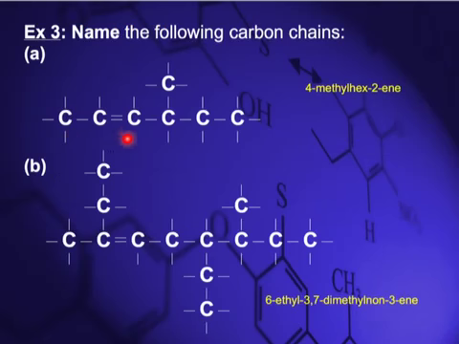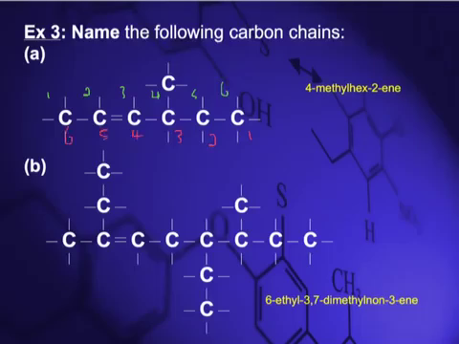Here we have 1, 2, 3, 4, 5, 6, a 6 carbon chain. Our double bond, if we're to label it left to right, 1, 2, 3, 4, 5, 6, will be between position 2 and 3. If we label it right to left, 1, 2, 3, 4, 5, 6, it will be at position 4.